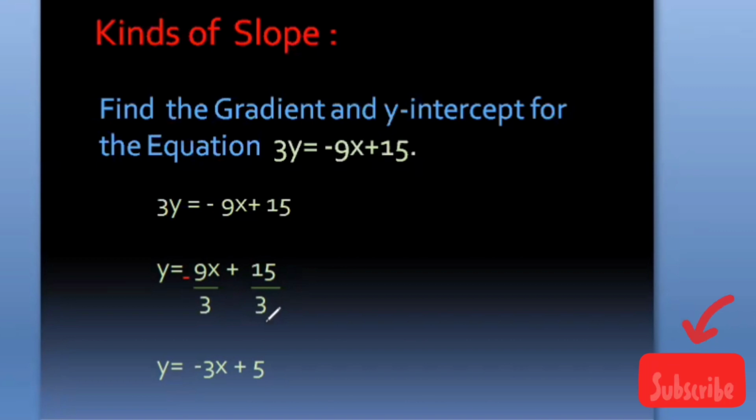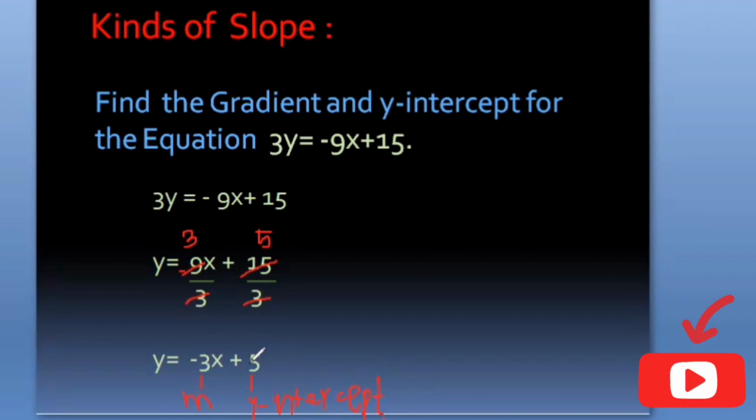Find the gradient and y-intercept for the equation, and here we have the equation 3y = -9x + 15. Now I'm going to take this 3 to the other side, dividing both the values 9x and 15. So this 3 is going to cancel: 3 times 3 gives you 9, and 3 times 5 gives you 15. So here our value now is -3x + 5. The coefficient in front of x is our slope and 5 is the y-intercept.